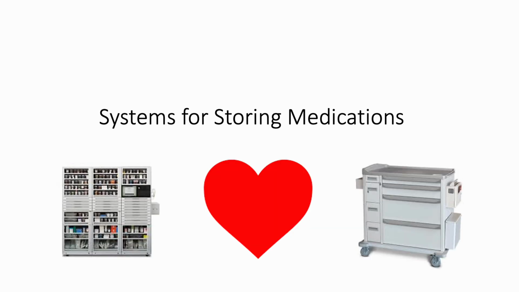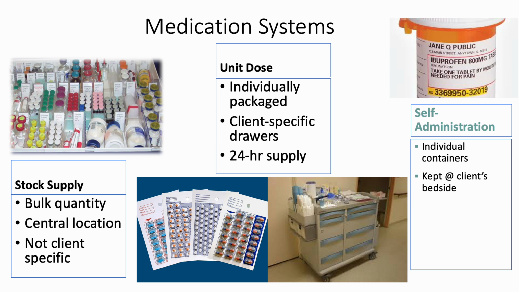Now let's talk a little bit about the systems that we have that help us store medications. So we're going to talk a little bit of terminology as far as medication supply and medication systems go. You may see some combination of all of these depending on where you work. So first we'll talk about stock supply. So when we're talking about stock supply, this is essentially a bulk quantity of medication. So stock supplies require you to measure the dose each time a patient needs it.